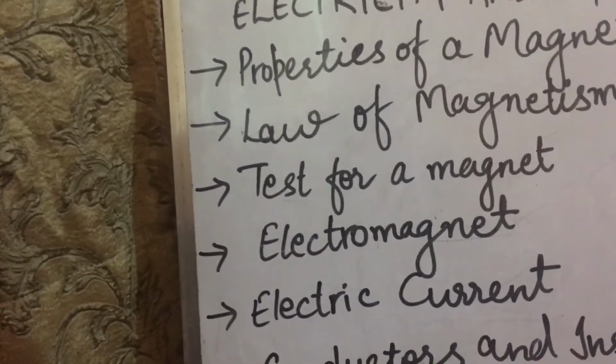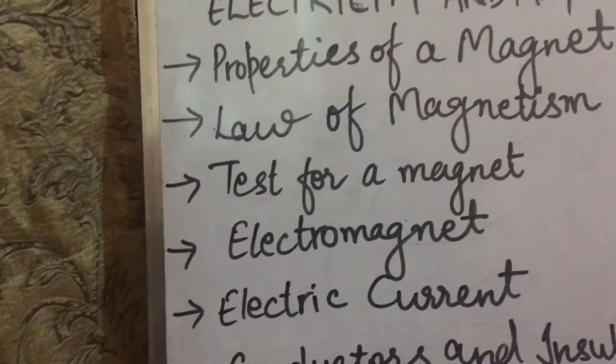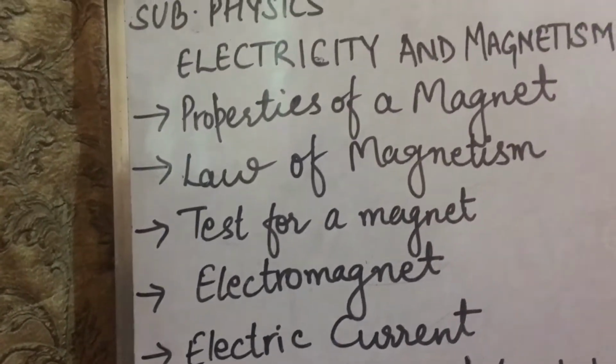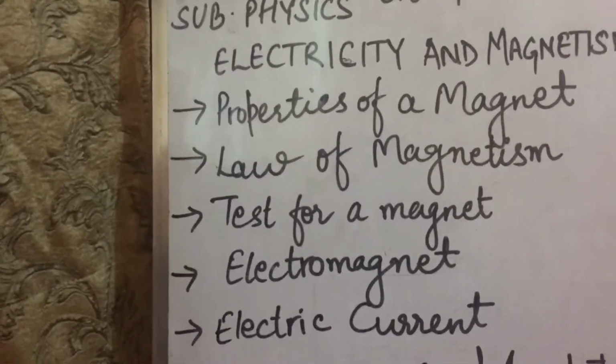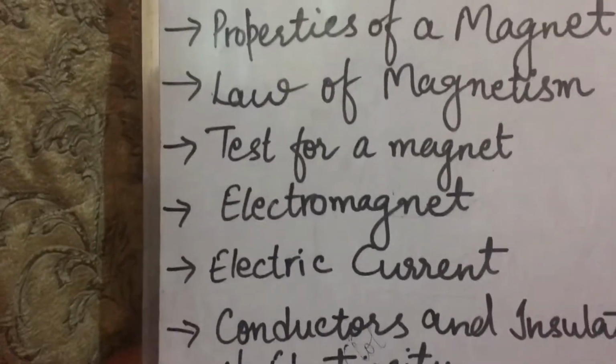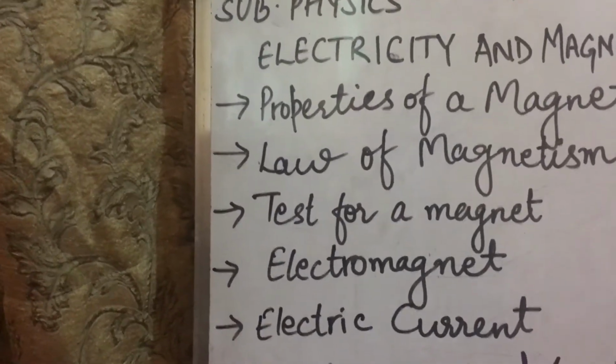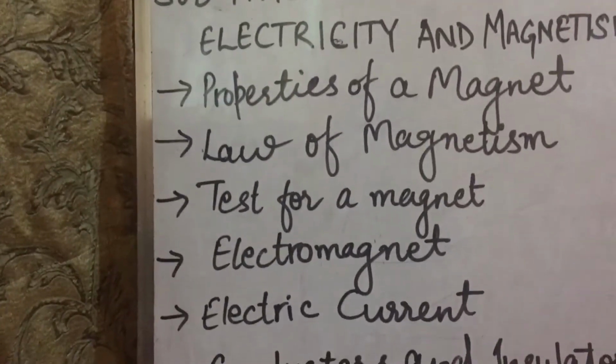How can we define electric current? Electric current can be defined as the flow of electric charge per unit time. How can we define current? Current is equal to charge upon time. An electric current is defined as the flow of electric charge per unit time.